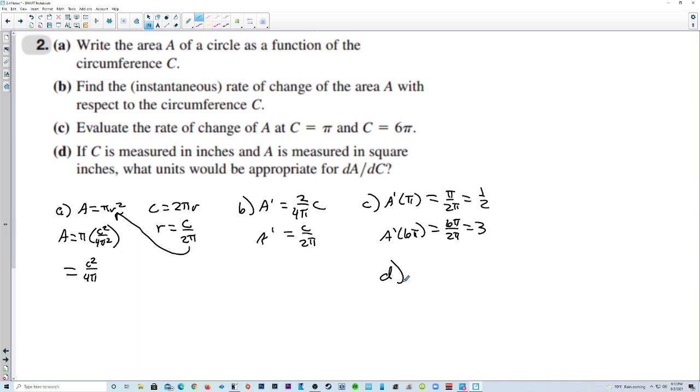Letter D, if C is measured in inches and A is measured in square inches, what units would be appropriate for dA/dC? And that'd be inches squared per inch. Labels don't cancel.